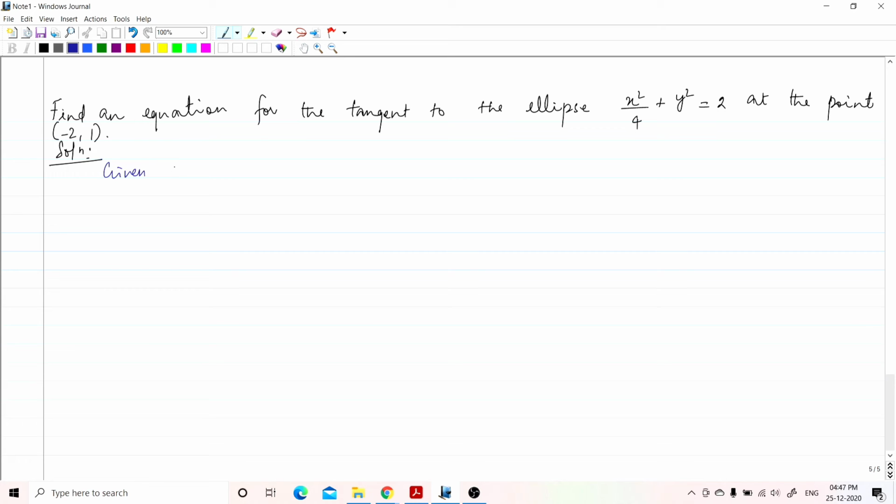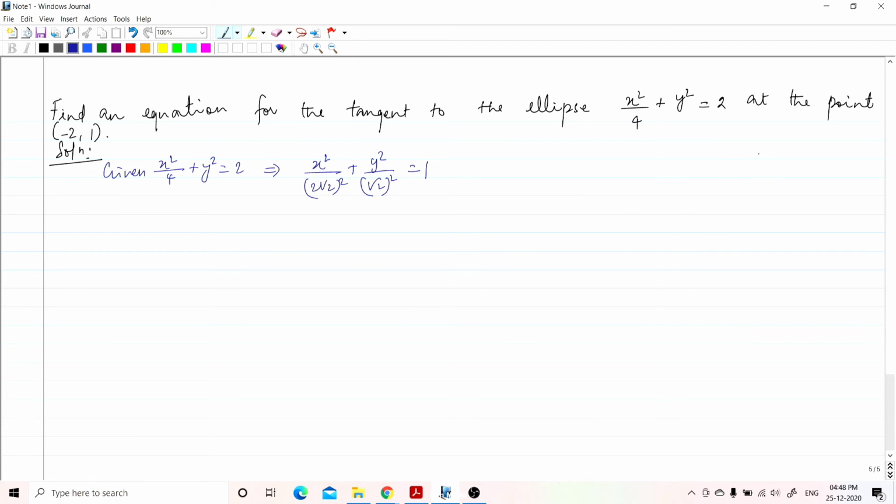So we are given the ellipse x square upon 4 plus y square equals 2. From which the general equation of the ellipse, if we write, is going to be this one plus y square upon under root 2 whole square equals 1. Class, am I right? Did I write the given ellipse in a general form? Yes, sir. Correct, sir.